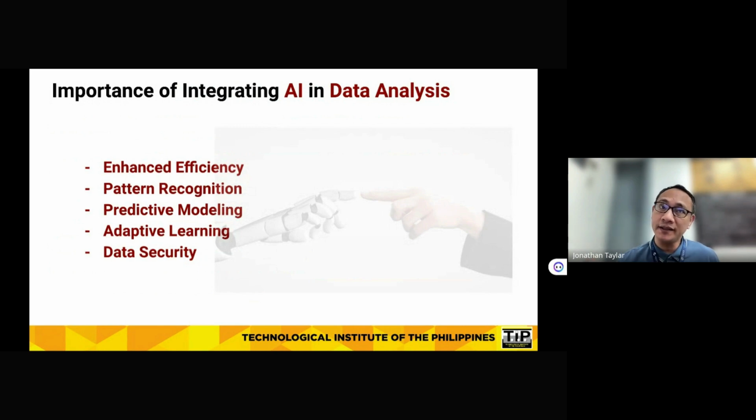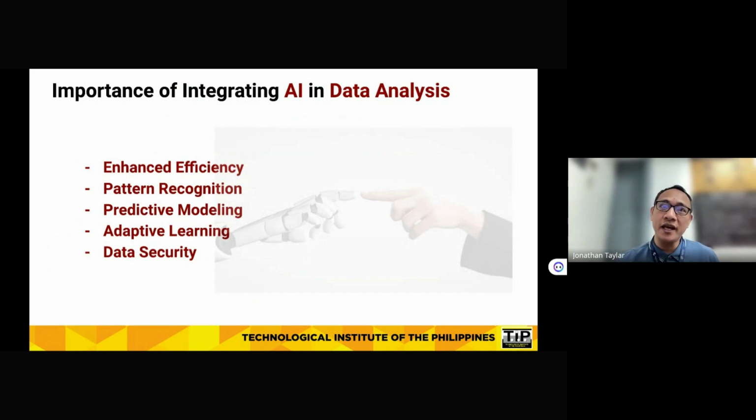AI data analytics can enhance data security by identifying and mitigating potential threats, detecting anomalous behavior, and predicting cyber attacks before they happen. AI-powered security solutions can analyze large amounts of data in real time to identify suspicious patterns, unauthorized access attempts, and other security risks, thereby enhancing threat detection and incident response capabilities.